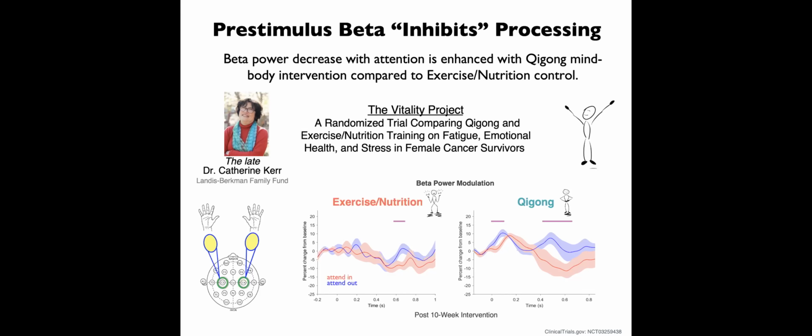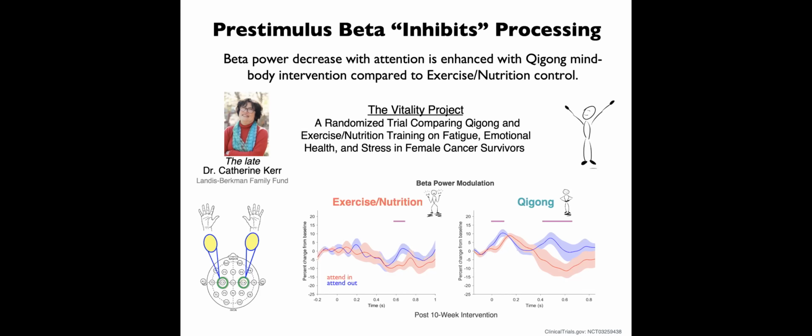With some donor support, she was able to run a study called the Vitality Project that compared Qigong and exercise nutrition, in this case, Pilates and plant-based nutrition, on measures of fatigue, emotional health, and stress in female cancer survivors. These were measured with questionnaires. We also were able to assess brain-body changes, including the assessment of mechanisms of attentional regulation with EEG. This task was similar to our attend hand, attend foot task, but instead subjects were cued to attend to sensation in either their right or left hand. We were using EEG and looking at sensors above the sensory motor cortex.